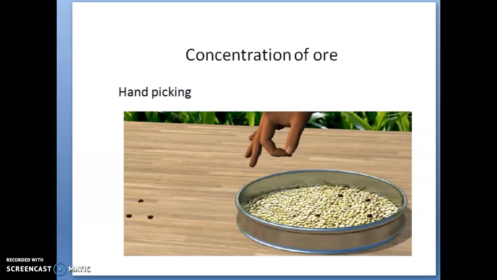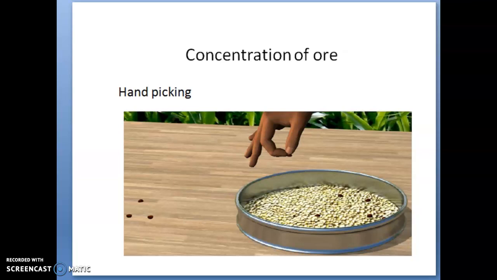What is concentration of ore? Concentration of ore is the separation of the metal ore from rocky type material, that means from gangues. The first method for concentration of ore is hand picking. It is nothing but the removal of rocky material just by hand picking. These are the pictorial representation of the hand picking.